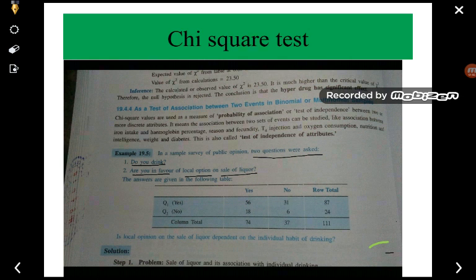So two events are already given. What is the first event? Do you drink? That will show you the opinion of the people. Some of them will say yes, we drink, and someone will say no, we don't drink. And the second question is the second event. So we are going to test the association between the two events in binomial or multinomial samples. If you are given two samples or more than two samples, we are going to find out the association between the two events. So here certain data is given, and according to that data we have to calculate the chi-square.